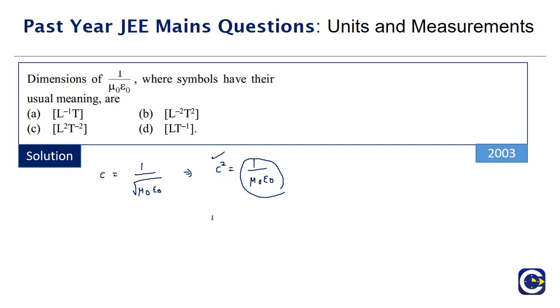The dimensional formula for speed or velocity is L t power minus 1, whole square. It will be L square t to the power of minus 2. So this will be the dimensional formula for 1 by mu naught into epsilon naught. So the correct option for this is option C.